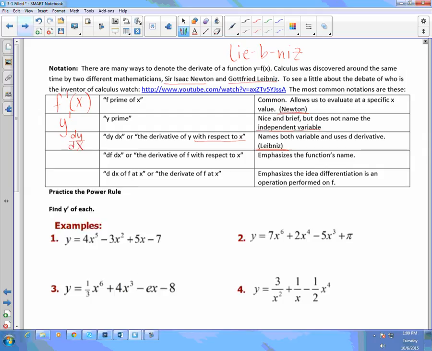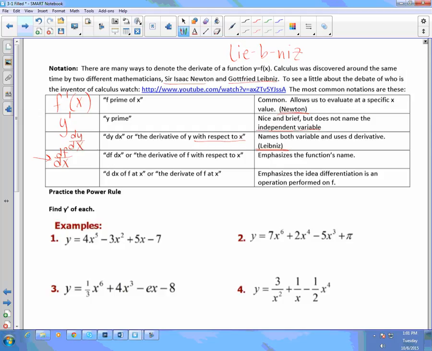Okay, then we can also have another version of Leibniz's notation, df dx. If my function is not y equals, it's f of x equals, the derivative of f with respect to x. Notice the denominator is always the variable we're taking the derivative with respect to, with respect to x. It emphasizes the function's name. This one I don't think is as common. I don't really use this as much.